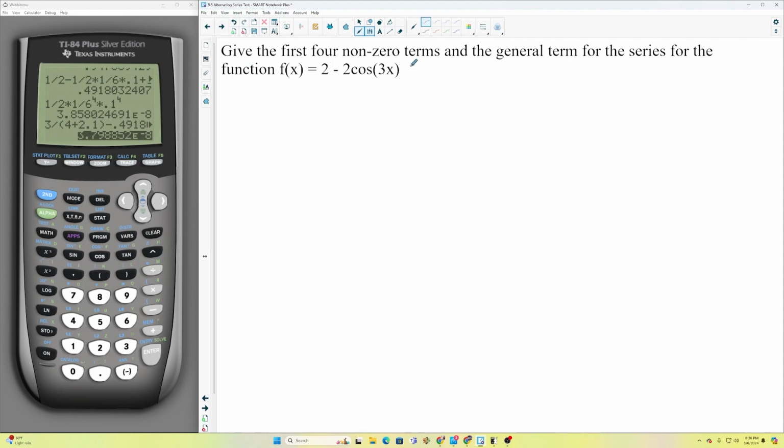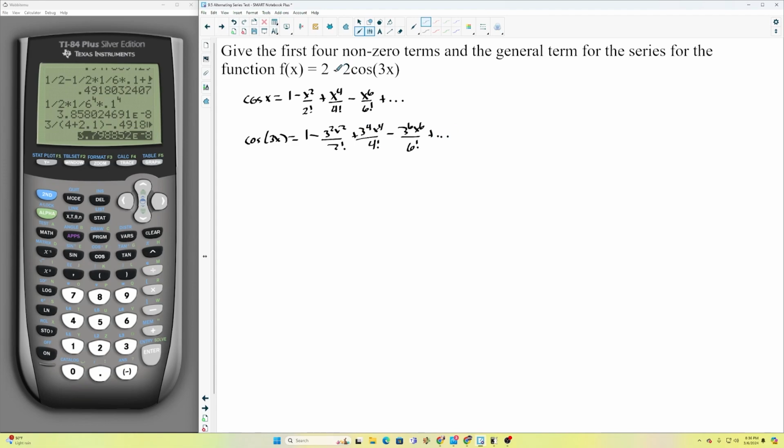Give the first 4 non-zero terms in the general term for the series for the function. Let's go with cosine of x is equal to 1 minus x squared over 2 factorial plus x to the fourth over 4 factorial minus x to the sixth over 6 factorial plus keep on going. Cosine of 3x is 1 minus 3 squared x squared over 2 factorial plus 3 to the fourth x to the fourth over 4 factorial minus 3 to the sixth x to the sixth over 6 factorial plus keep on going.